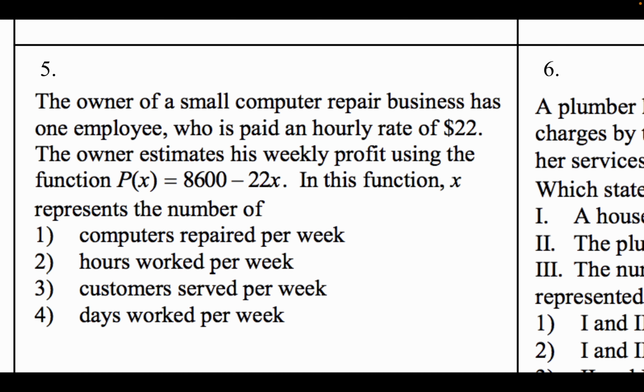Number 5, the owner of a small computer repair business has one employee who's paid at a rate of $22 per hour. The owner estimates that his weekly profit using this function, P of X equals 8,600 minus 22X. In this function, what does X represent? So if we have a worker who is paid hourly rate of 22, that means 22 per hour. And we see in the equation here minus 22x. X must be the number of hours that they are working. So X represents the number of hours that employee worked per week.